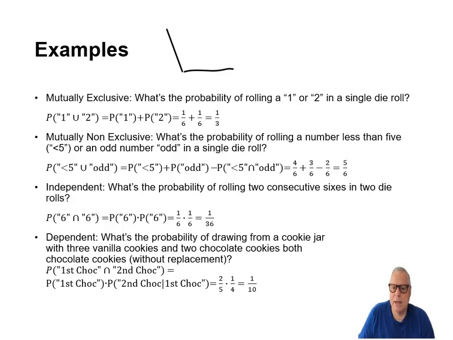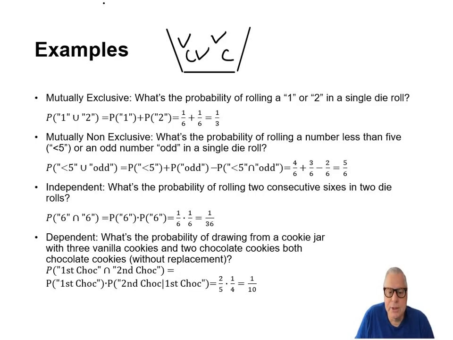And let's say in that jar we have 3 vanilla cookies and we have 2 chocolate cookies. So then we would say, if we want to know what's the probability that the first one is a chocolate cookie and the second one is a chocolate cookie.